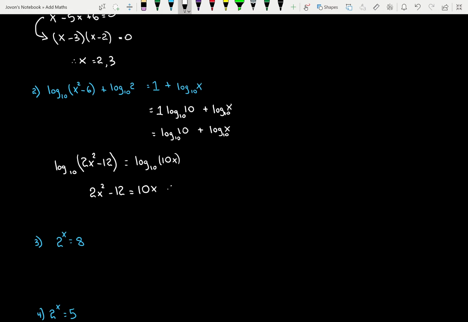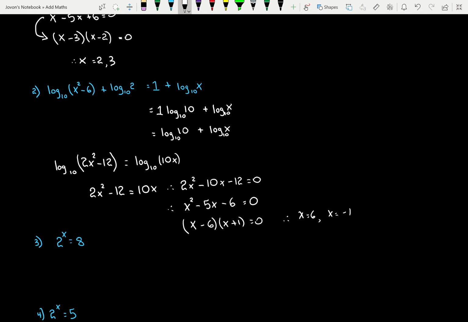Therefore we'll have 2x squared minus 10x minus 12 is equal to 0. Notice we can divide throughout by 2. Therefore, we'll have x squared minus 5x minus 6 is equal to 0. This factorizes to x minus 6 times x plus 1, which is equal to 0. Therefore, we'll get x is equal to 6 and x is equal to negative 1.